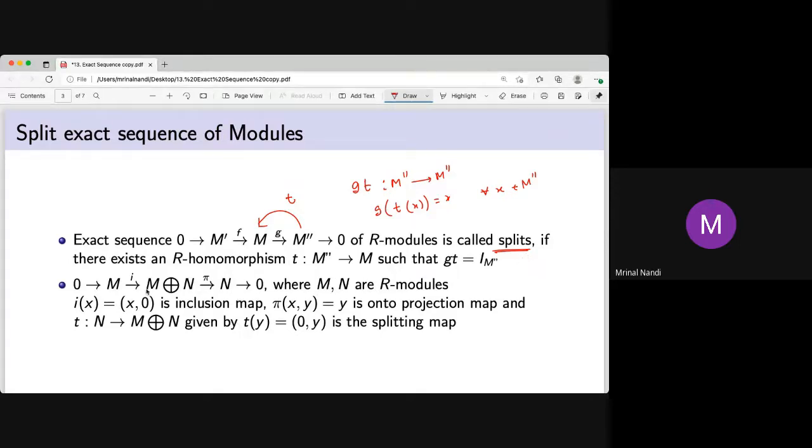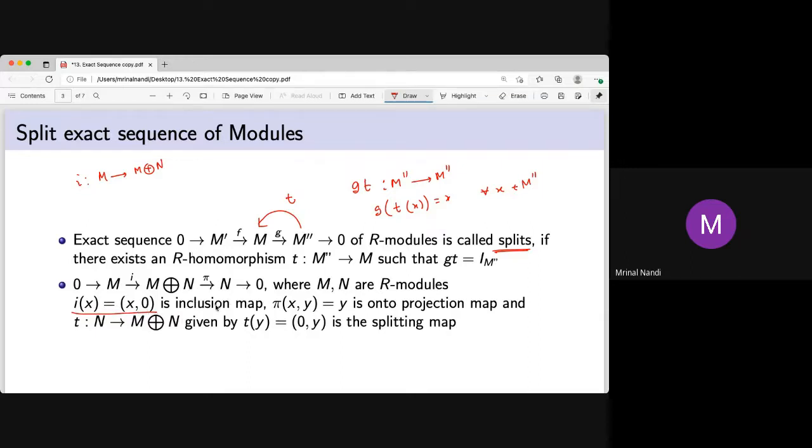Now, one important result is this: you start from 0, then i from M' to M, where i is the inclusion map. What is the inclusion map? The natural inclusion map, from M to M direct sum N. So this is a natural map. So i of x is (x, 0), which is the inclusion map.